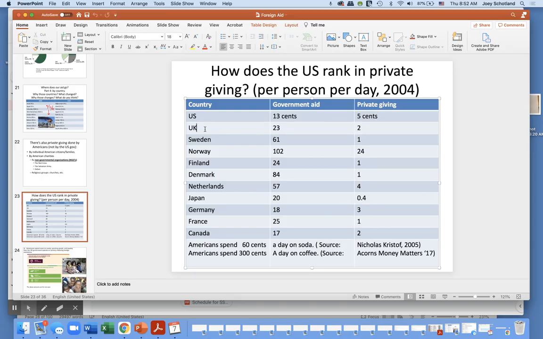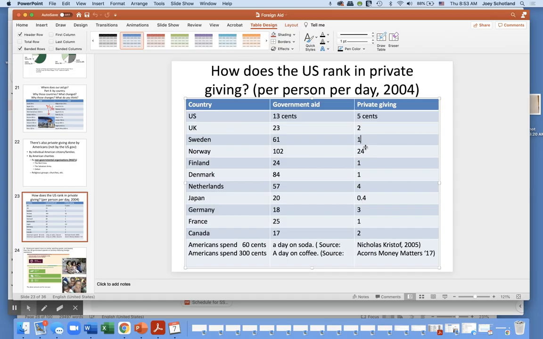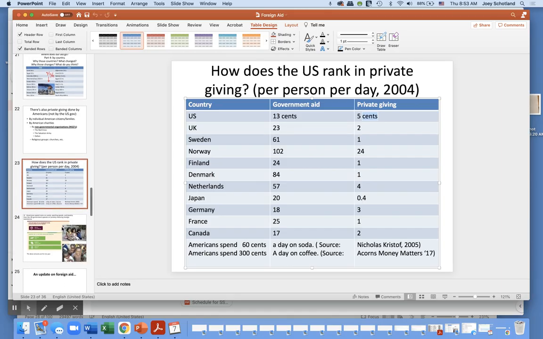That's Britain, that's England. All right, we give more than the English citizen. We give more than a person in Sweden. But how do we compare to Norway and their charitable giving? You can also compare this to how much an American spends a day on soda. We spend about 60 cents a day on soda, 300 cents a day on coffee, that's $3, 5 cents a day to poor countries around the world.